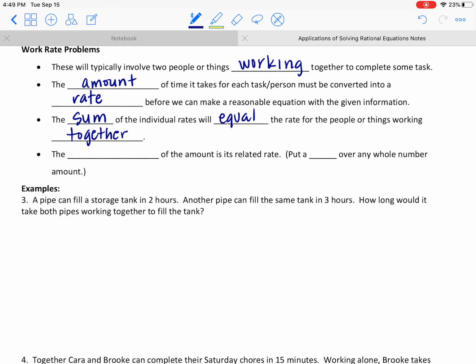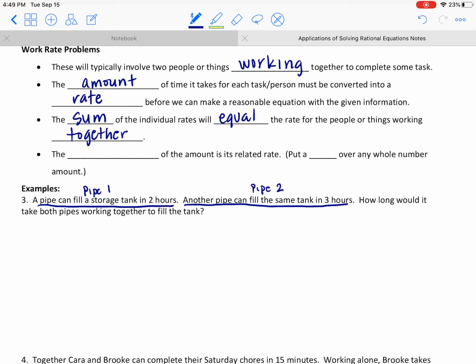So we have a pipe that can fill a storage tank in 2 hours. Then we have another pipe that can fill the same tank in 3 hours. The question is, how long would it take both pipes working together to fill a tank? Okay, so if we were to just think this out with words, we have a pipe that can fill a storage tank in 2 hours. Let's call this pipe 1. Okay, we have another pipe that can fill the same tank in 3 hours. Let's call this pipe 2.